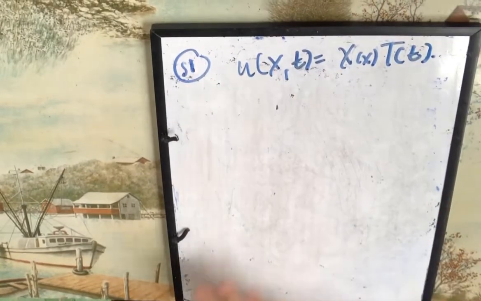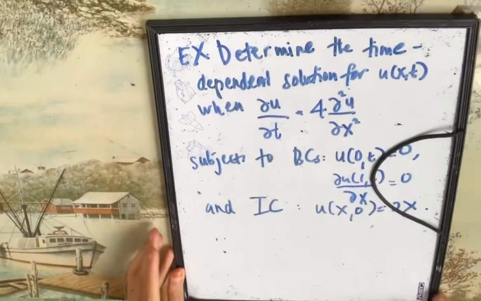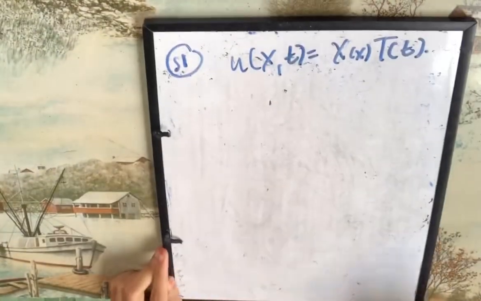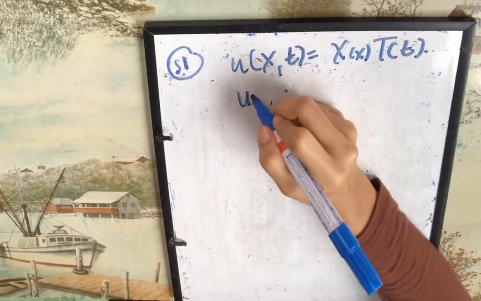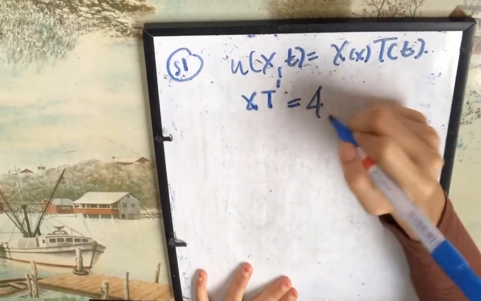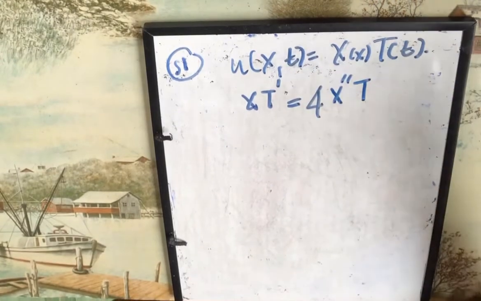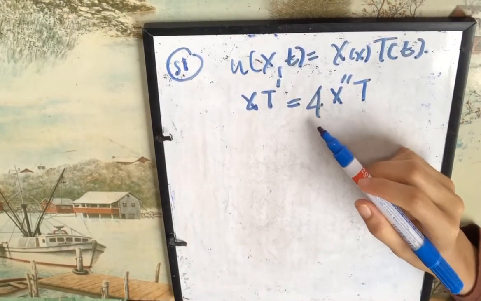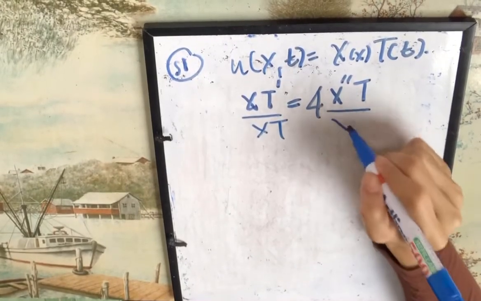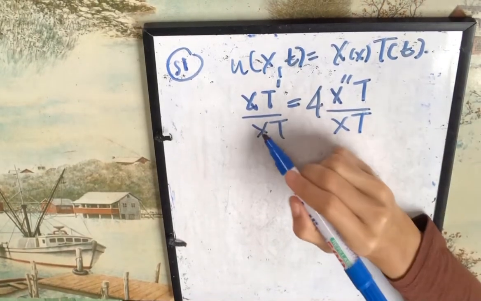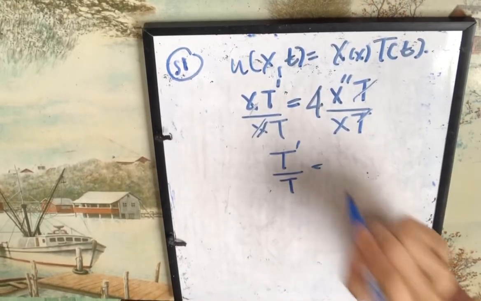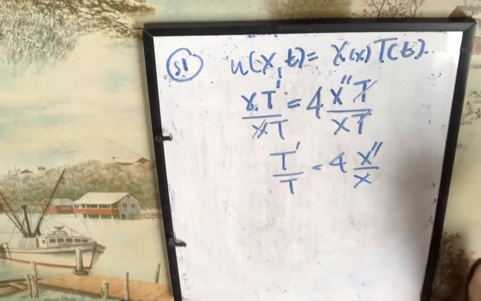Then what do we do next? By referring to your equation, du/dt becomes X T prime, equal to 4 X double prime T. They have a coefficient 4 in front there, so you just put 4. Then we divide by X T, so this one can cancel, and you are left with T prime over T equal to 4 X double prime over X.